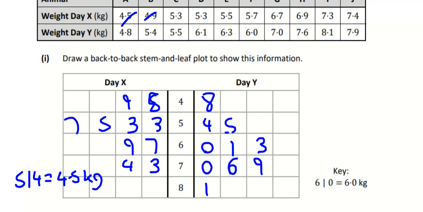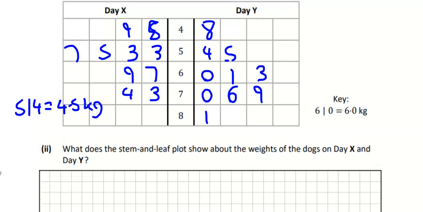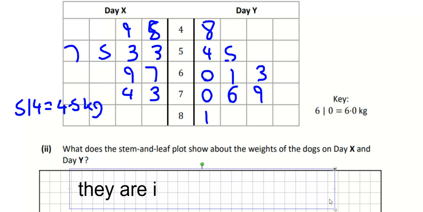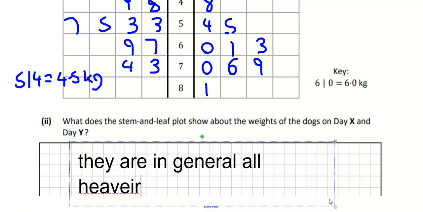Happy days. Okay. What does the stem and leaf plot show you about the weights of the dogs on day X and day Y? They're getting heavier on day Y. They are, in general, all heavier on day Y. Cool. Right, let's move on.